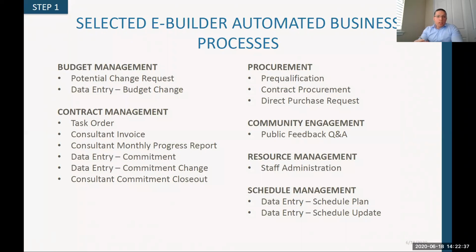Okay, this slide will provide you with the list of the main business processes that we have selected for this phase 2 implementation. There are 15 business processes, and the processes mainly focus on budget management, contract management, procurement, community engagement, resource management, and schedule management. Those are the most critical activities in program controls, and that's how we identified those business processes. Next slide, please.